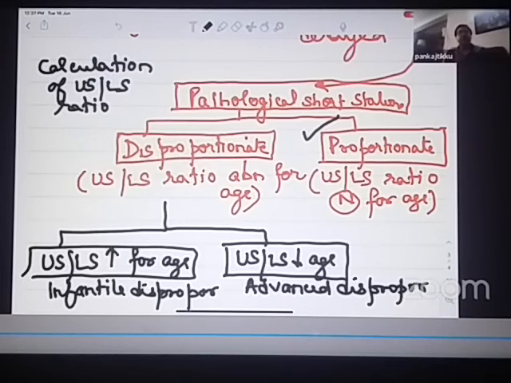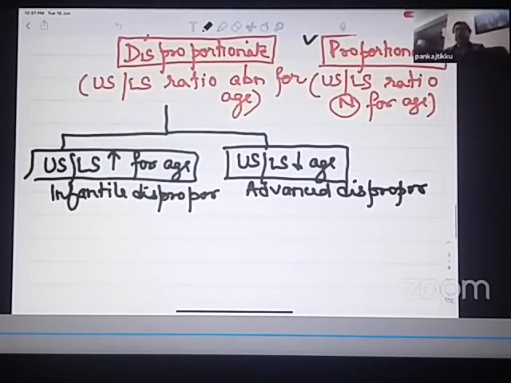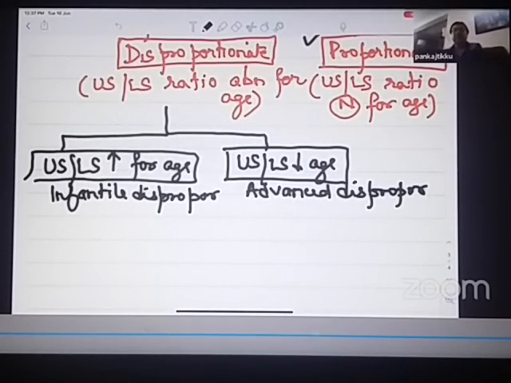But if that upper segment to lower segment ratio is not matching for that age, this is a child who has a disproportionate short stature. It is not matching for that age. So he is a child who has a disproportionate short stature. Either his upper segment to lower segment ratio is more, or it is less. If the upper segment to lower segment ratio is more, then this will be called infantile disproportion. And if the upper segment to lower segment ratio is less, then it will be called advanced disproportion.